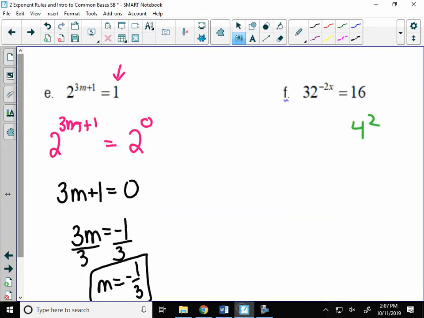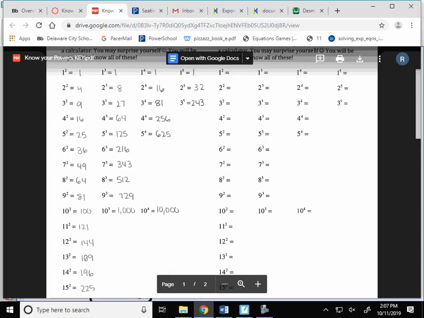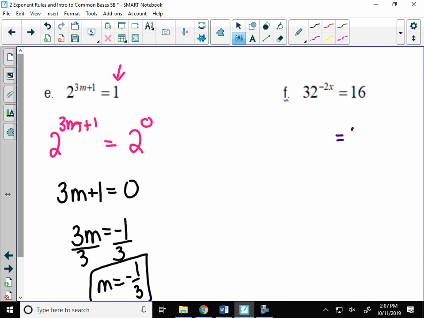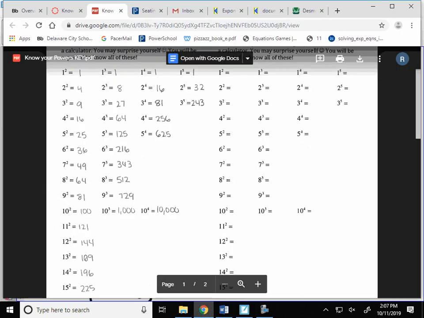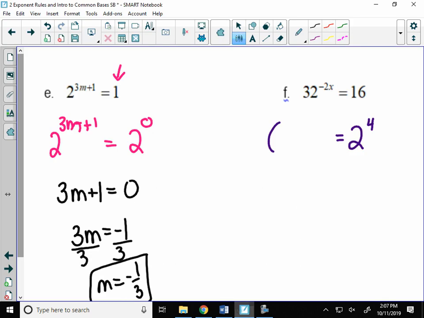What I have to do, here we go, is look to something smaller. So when I look on my common bases, if I look up at the top here, I see 2 to the 4th equals 16. So I'm going to rewrite that as 2 to the 4th, because if I look in the same row right next to it, 2 to the 5th is the 32 that I want. So I'll rewrite that as 2 to the 5th, keeping the same exponent of negative 2.